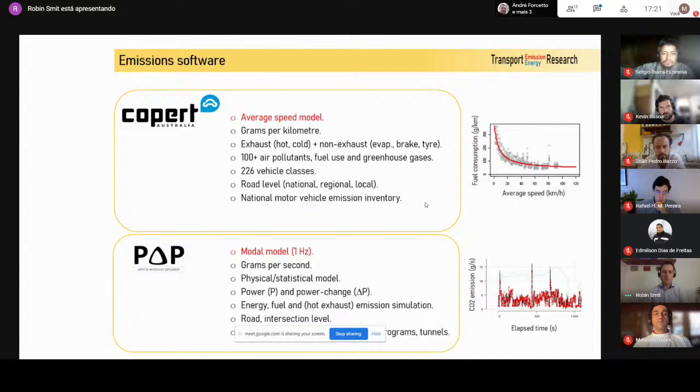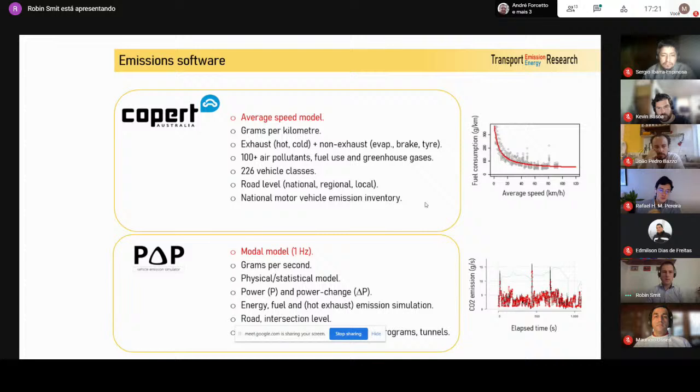In contrast, P delta P is a modal model, which gives you 1 hertz predictions in grams per second. It's a physical statistical model, which means that it uses engine power and the change in engine power, and then applies statistical modeling to make the best fit. You can see an example on the right where you have emission rates expressed in grams per second. And this is normally applied at a higher level of detail, like roads or intersections, but it can also be used for tunnels, for example, or ITS assessments, among different things.